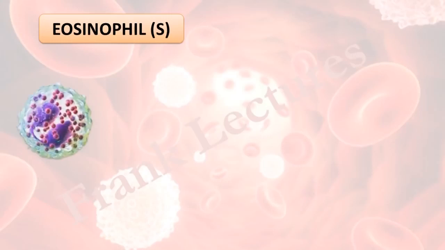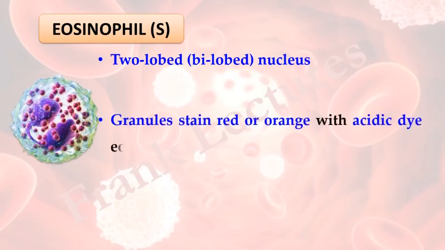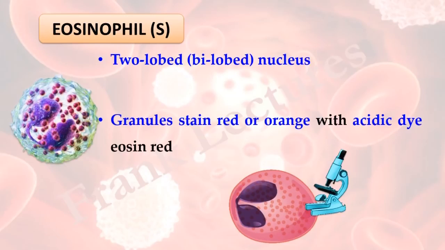Eosinophils. Eosinophils have a 2-lobed or bilobed nucleus, and these lobes are connected by a slender thread of chromatin. Now, if we look at the term eosinophil, philein means to love. Eosin is an acidic dye. So, the granules of eosinophils are acid-loving, that is, they are readily stained by acidic dyes. So, granules stain red or orange with the acidic dye eosin red. Under light microscope, eosinophils look like this.